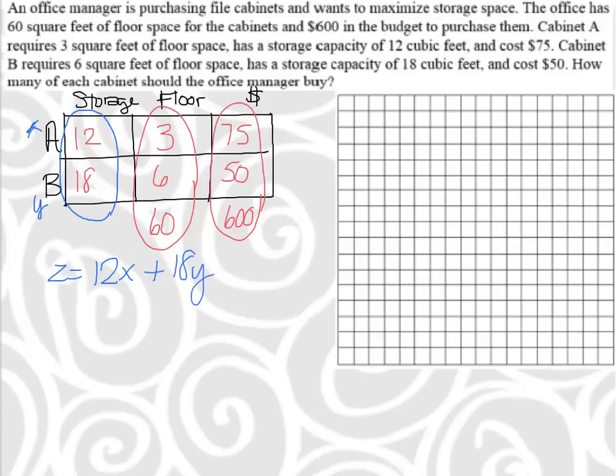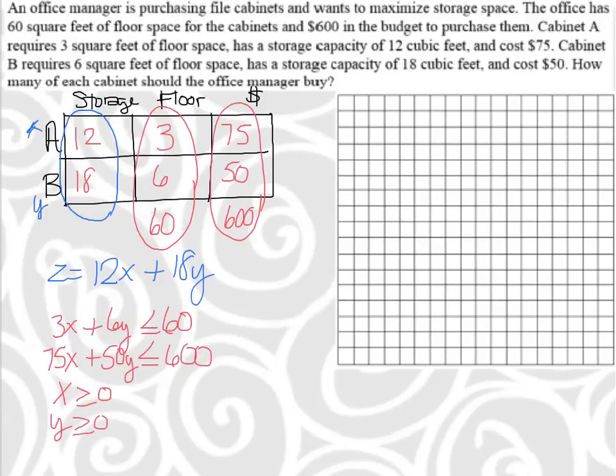Then my restrictions are actually going to be 3x plus 6y. That's floor space. It's got to stay less than or equal to 60 because that's all the floor space I have. And then I also have a money constraint. I have $70 for each one of these plus $50 for each one of these, and it has to stay under $600. All right, we're going to have the obvious restrictions. x is going to have to be greater than or equal to 0. y is going to have to be greater than or equal to 0. So you're dealing with just the first quadrant.